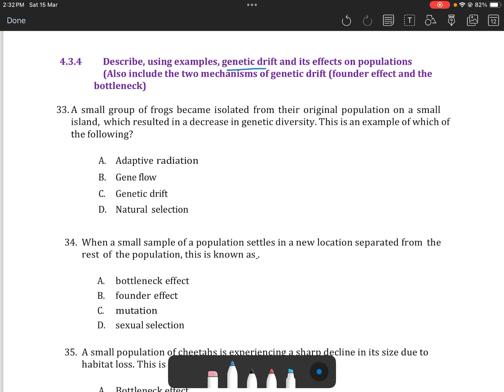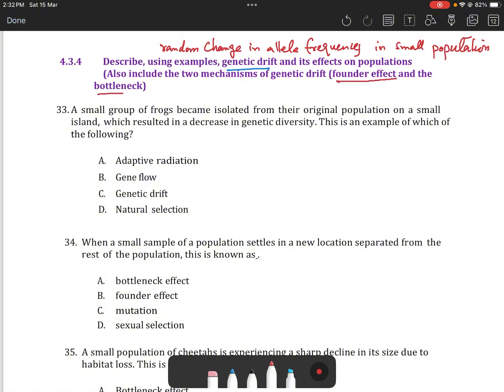Describe using examples the genetic drift. Now, what is genetic drift? Genetic drift is a random change in allele frequency, and normally this change is a decrease in the frequency, and this is taking place in small populations. There are two mechanisms: founder effect and bottleneck effect.